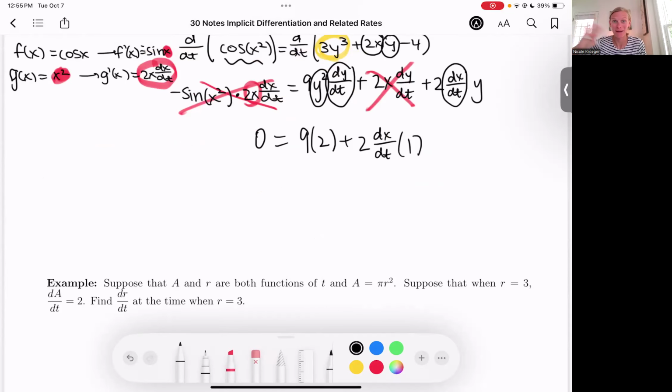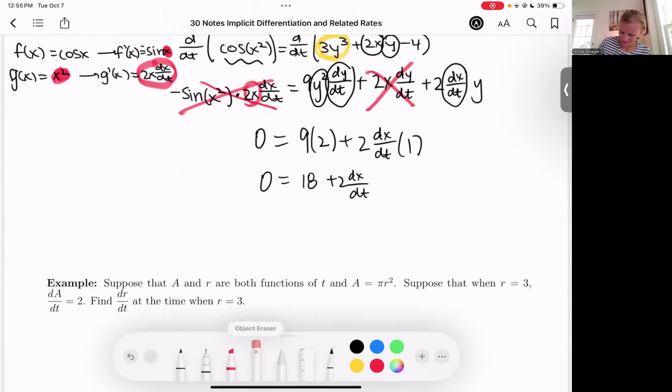Notice that once we've plugged in the numbers, life is a lot better. Don't try and solve for dx dt before you plug the numbers in. So we're going to get 18 plus 2 dx dt. And when we solve this, we're going to get dx dt is negative 9.